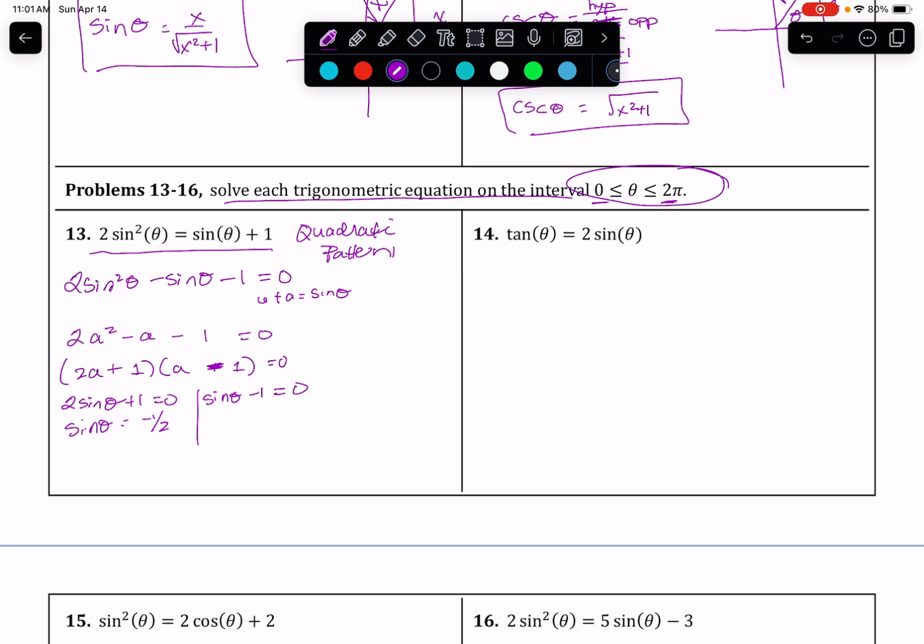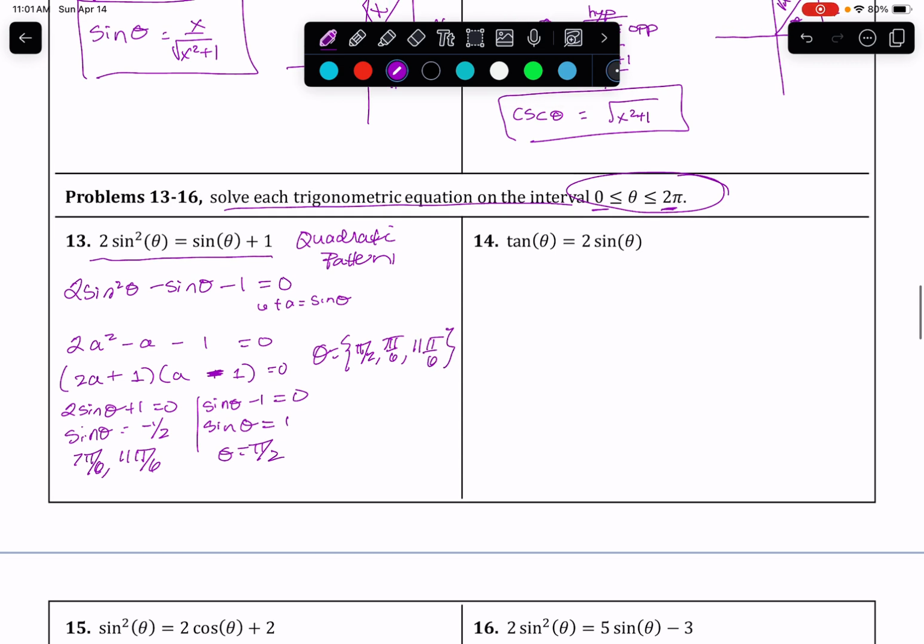Sine theta is negative 1/2 all the way from 0 to 2 pi at quadrant 3 and quadrant 4. So that would be 7 pi over 6 and 11 pi over 6. You got to know your unit circle. Sine theta is 1 only when theta is pi over 2. So our solution is theta equals, let's go in order. First would be pi over 2, then 7 pi over 6, then 11 pi over 6.